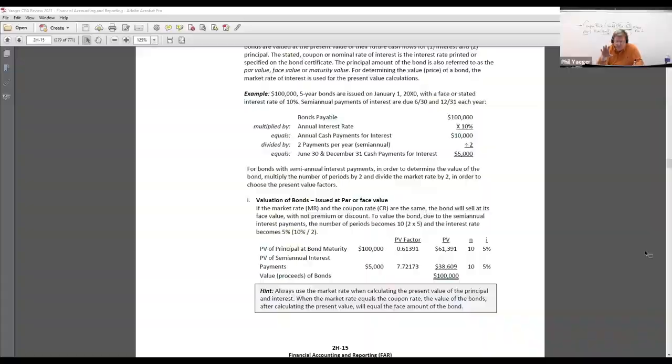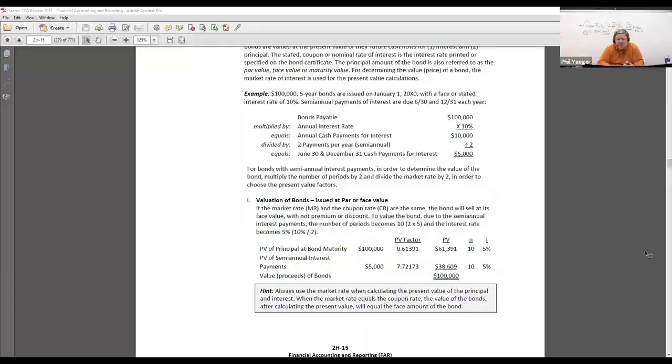Is the yield rate the same as the stated rate? Let me ask you a question. If the yield rate and the stated rate are the same, we're going to issue those bonds at what? At par. At cost. Par, the face value of the bonds.